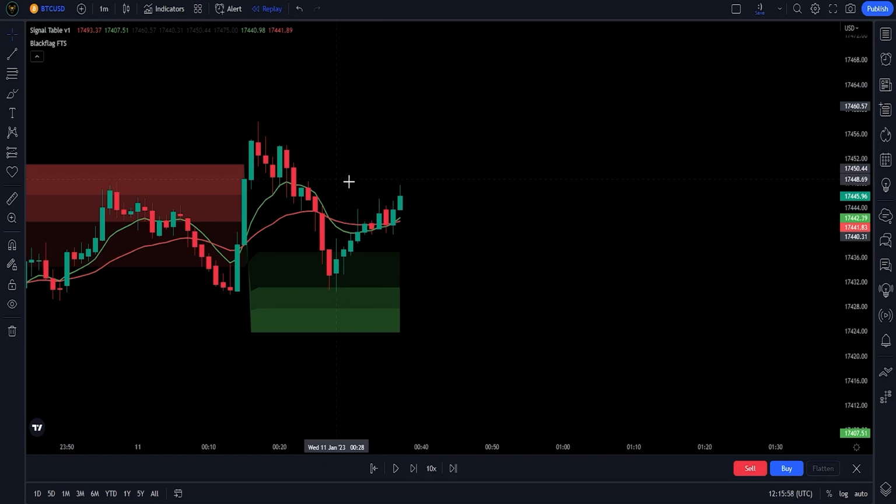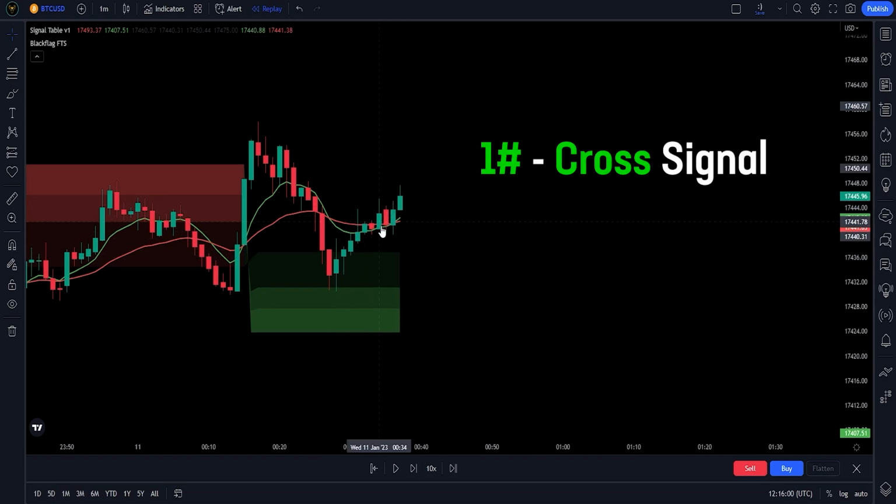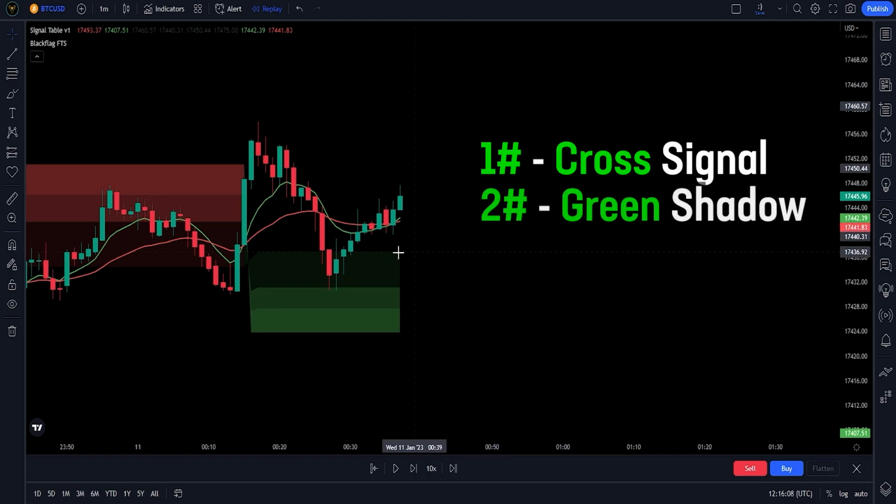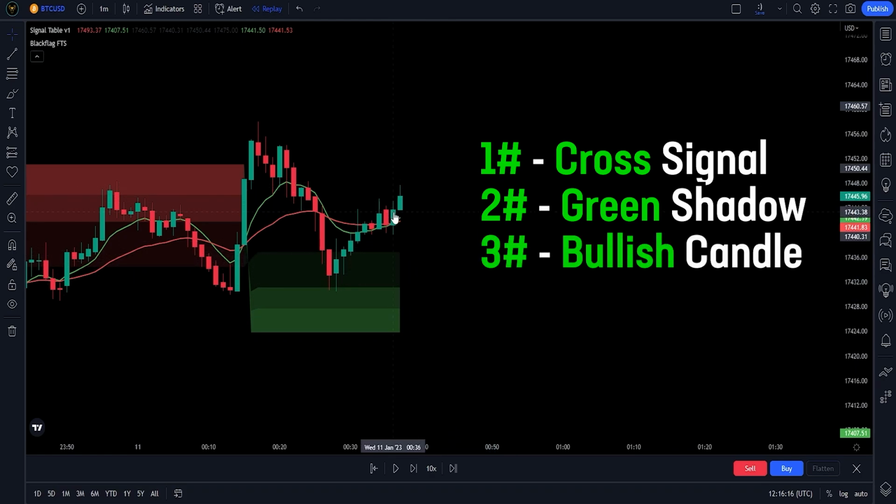Alright, so rule number 1, cross signal. Here you can clearly see that our green EMA line crosses the red EMA line upwards, which is our first bullish signal. Our second rule is that the area below this cross signal must be green colored. This second condition is also met, so let's check our third and final condition, which is that the candle next to our cross signal is bullish.